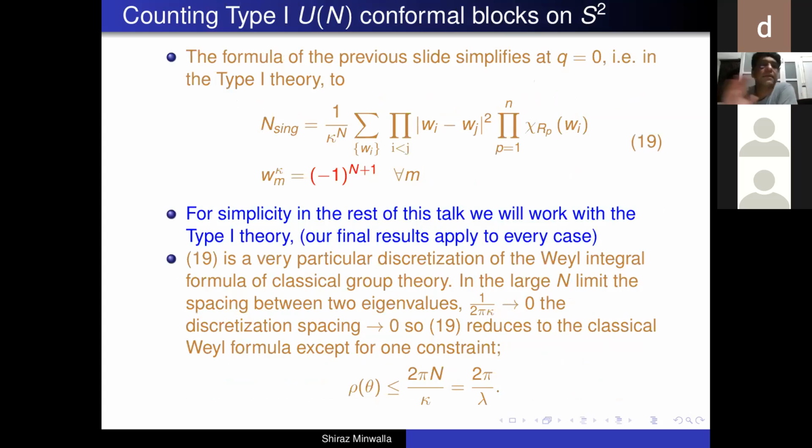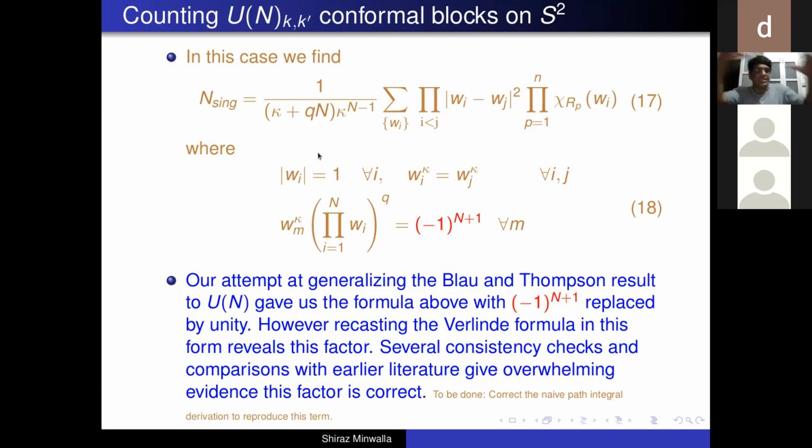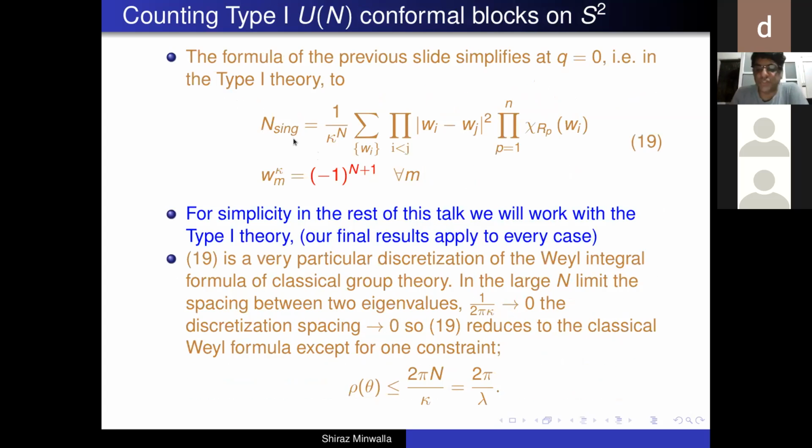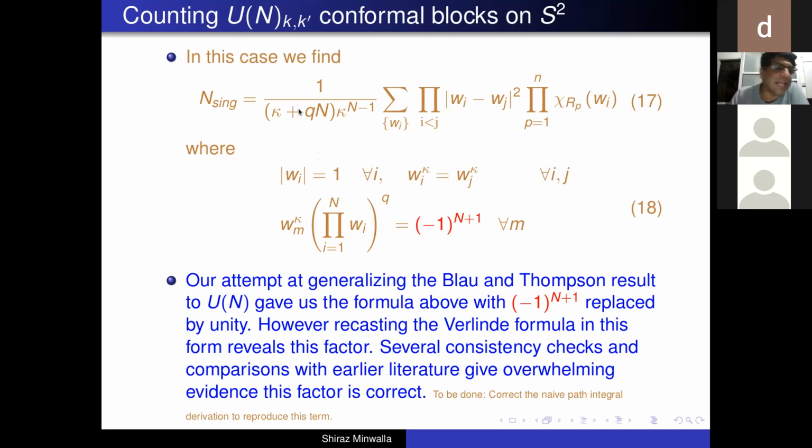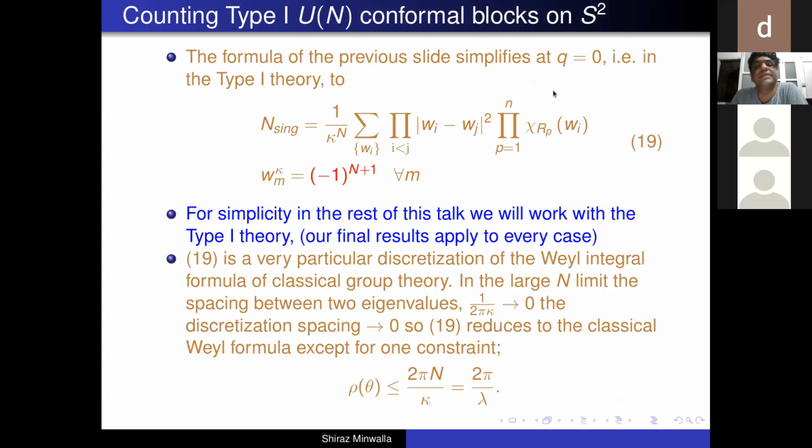Okay, fine. So this is the formula for the number of singlets, the number of Wess-Zumino-Witten singlets, the number of conformal blocks in UN Chern-Simons theory, K K prime theory. Now, in particular, if you choose the particular case Q equals 1, the case I called type 1 theory sometime earlier in this talk, this formula simplifies to this quantity. So this is a much simpler formula.